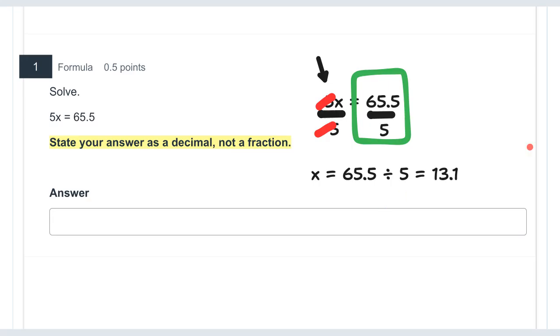Do note that there are no directives to round, so don't round. We have to leave that as 13.1, which is 13.1 in the box. Don't try to put x equals, because the extra verbiage will mark it wrong. Just put the number in the box.